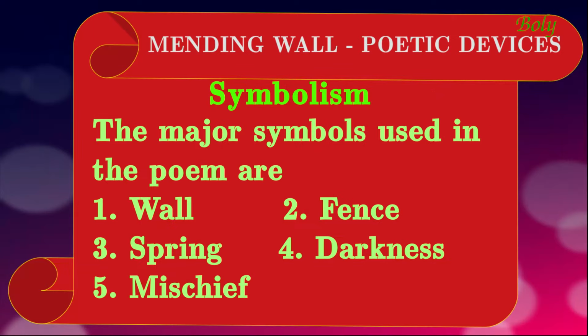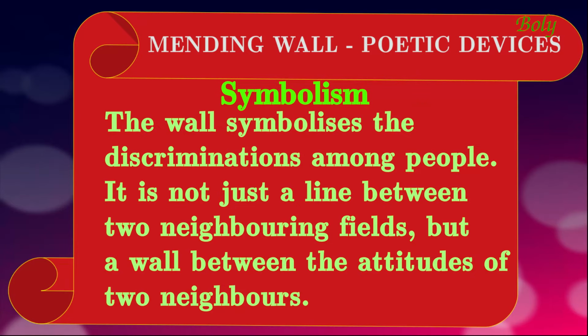The second poetic device used in the poem is symbolism. It's a major poetic device in the poem Mending Wall because here Robert Frost uses a lot of symbols. For example, the wall in the poem is the most important symbol. The wall symbolizes discrimination among people. It shows various barriers like class, caste, creed, color, gender, region, and language. In the poem, the wall is not just a line between two neighbors' fields. It is a wall between the attitudes of two neighbors. It divides minds. It is also a barrier to communication too.